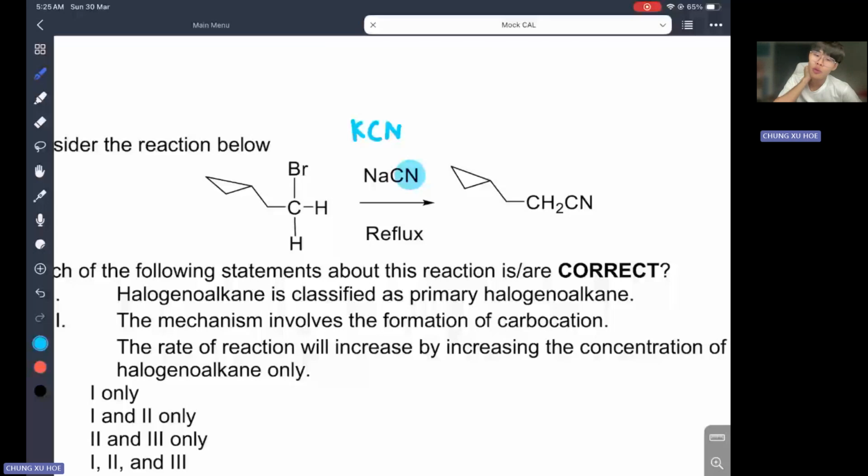KCN. So when your reagent is KCN, what are you going to produce? Nitrile. It's a formation of nitrile kind of equation.